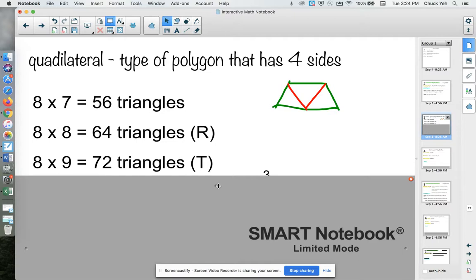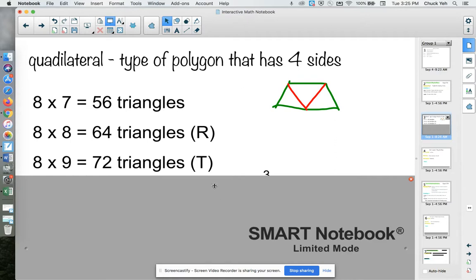Now, most of us said triangles yesterday, okay, and maybe some of you said trapezoids. Trapezoids is the correct answer. Trapezoids cover the most because when we cut it down to triangles, there's 72 triangles. Okay, compared to just 56 regular triangles. All right?